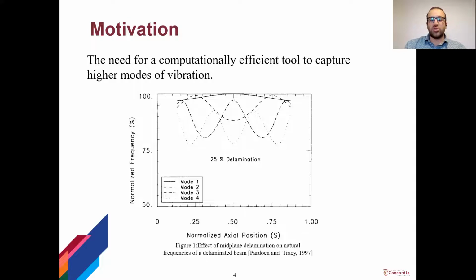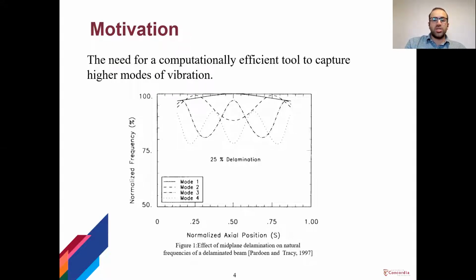The figure on this slide shows the effect of delamination on natural frequencies of different modes of vibration of a delaminated composite beam, taken from a study done in 1997 by Pardue and Tracy. So the x-axis shows the location of delamination and the y-axis shows the change in the frequency. It is observed that the delamination affects higher modes of vibration much more significantly than lower ones. This means that the frequency of the lower modes will be affected, but higher modes will be affected much more.